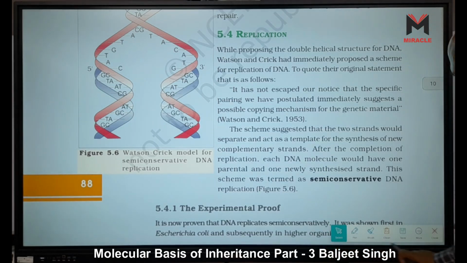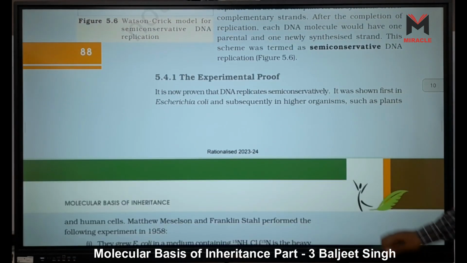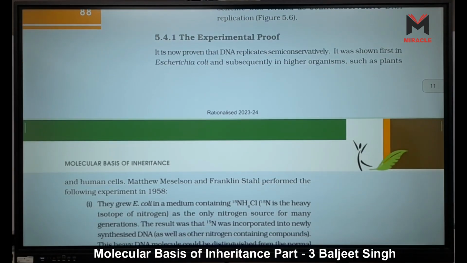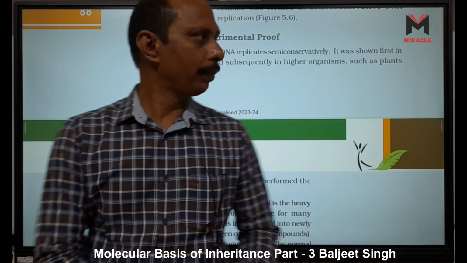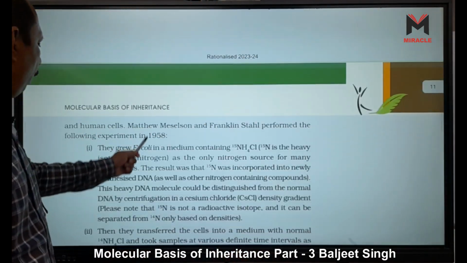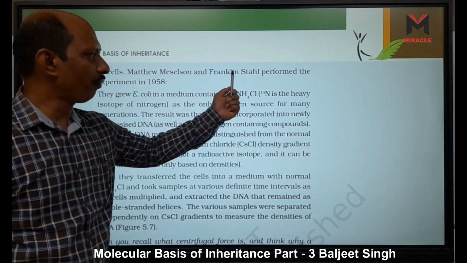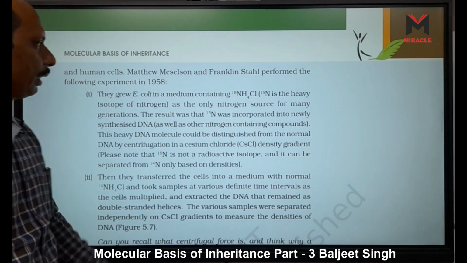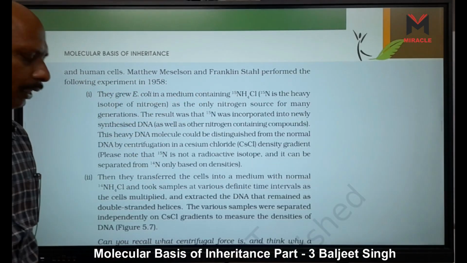So, how is the experimental proof given? It is now proven that DNA replicates semi-conservatively. It was shown first in Escherichia coli, E. coli, and subsequently in higher organisms such as plant and human cells also. Matthew Meselson and Franklin Stahl, simply we say Meselson and Stahl, performed the following experiment in 1958.